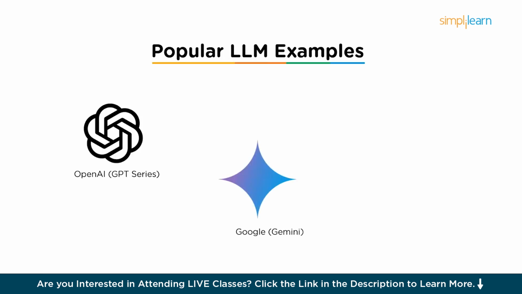Next, we have Google's Gemini. Gemini represents Google's most advanced and capable family of AI models. What makes Gemini particularly interesting is its multimodal nature, meaning it's designed from the ground up to understand and operate across different types of information, including text, code, audio, image, and video. This makes it incredibly powerful for tasks that combine various data formats.